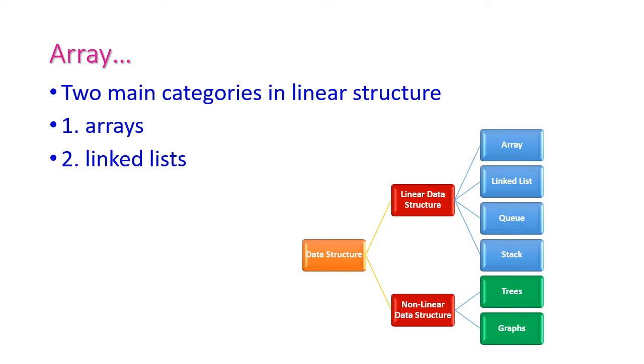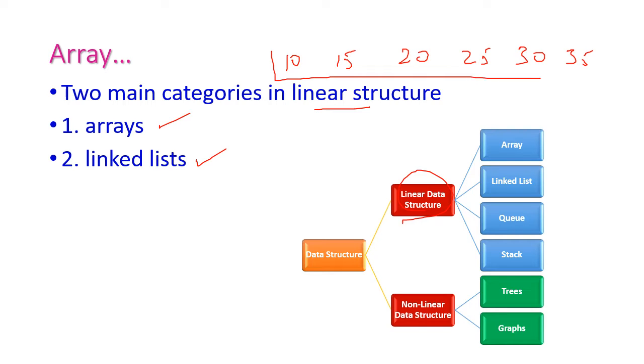So in the data structure, the linear data structure has two main categories. First one is arrays and second one is linked list. Linear structure means the data elements will be stored one after another. For example, 10, 15, 20, 25, 30, 35, etc. So these are the data items. These data items will be stored one after another, that is, in a sequence manner.